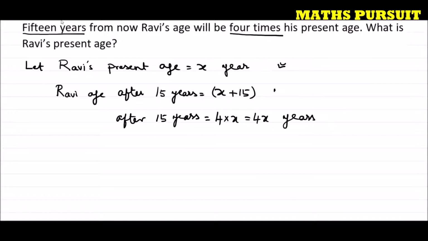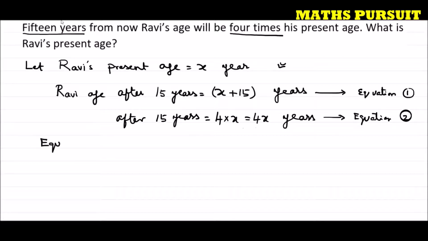So there are two things that we are getting. We know that if present age is x years, after 15 years age will be x plus 15 years. But the question has also given that after 15 years Ravi's age is 4 times the present age. So we are getting two equations, equation 1 and equation 2, about Ravi's age after 15 years. So I can say that equation 1 is equal to equation 2.